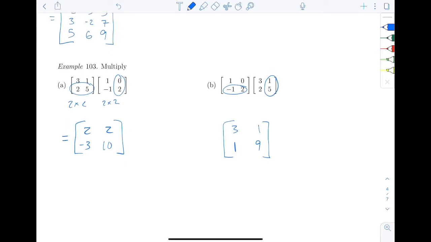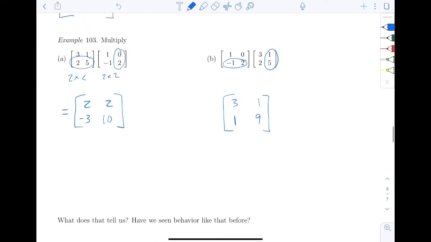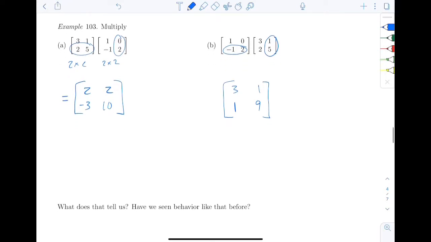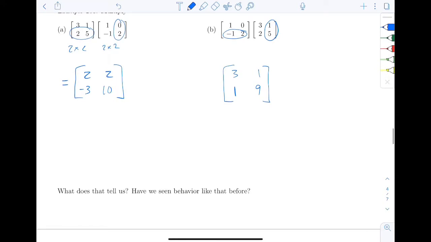Okay, here's my point about this. When we multiply these in different orders, we get different results. So the addition of matrices is commutative, where I can add things in any order that I want to, but I can see now that I cannot multiply these things in any order that I feel like.